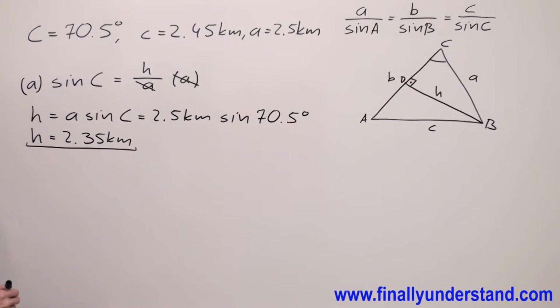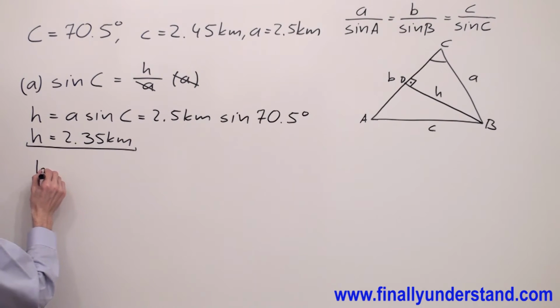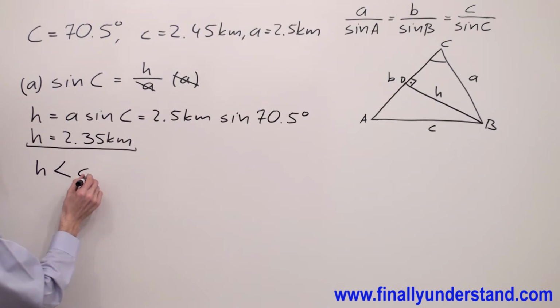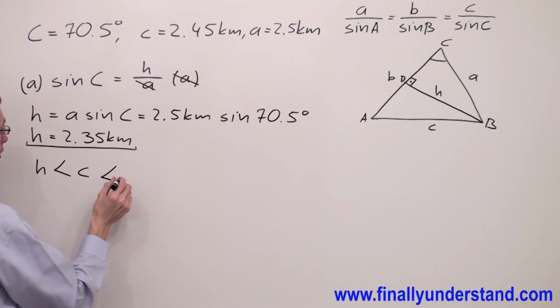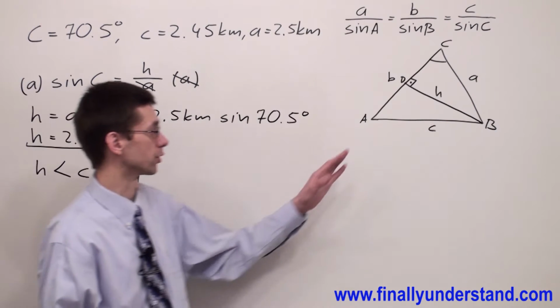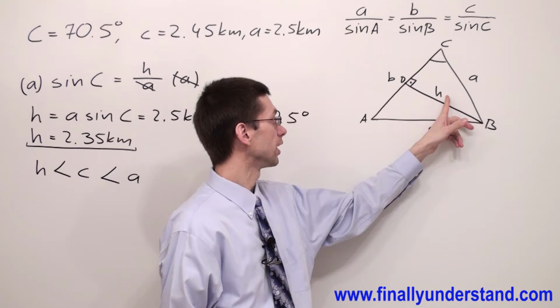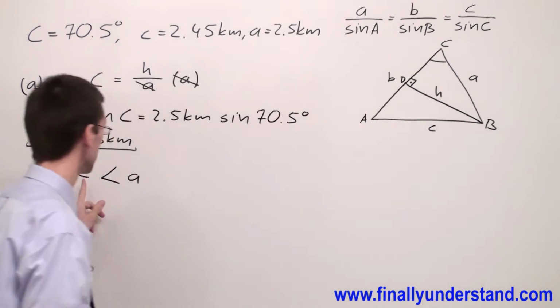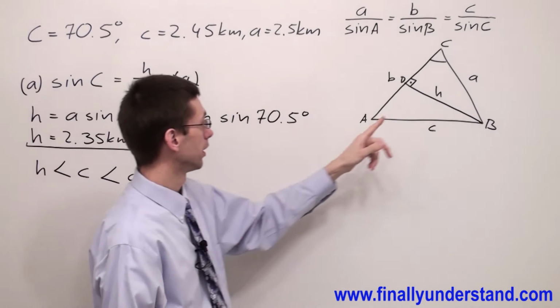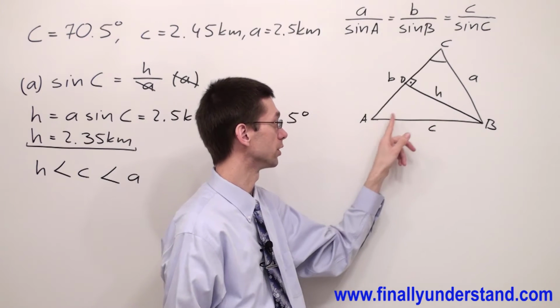Now, you're supposed to look at the values of H, C, and A. Please notice that H is less than C and is less than A. Now, let's get back to the picture. So, H is less than C. It means that C is longer than H.